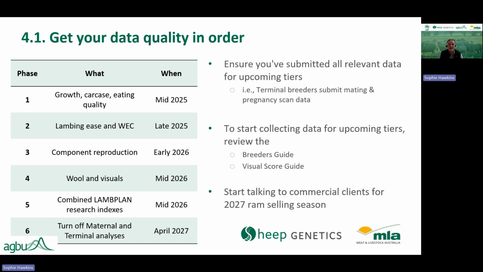We also recommend starting to have those conversations with your commercial clients. Ideally, this year we don't want to see Combined Land Plan breeding values in sale catalogues because it is a big change and we don't want to create too much confusion, and given the timing of the change as well. Ideally, we don't want to start seeing Combined Land Plan breeding values in sale catalogues until we have selection indexes available, which will be around that 2027 ram selling season.